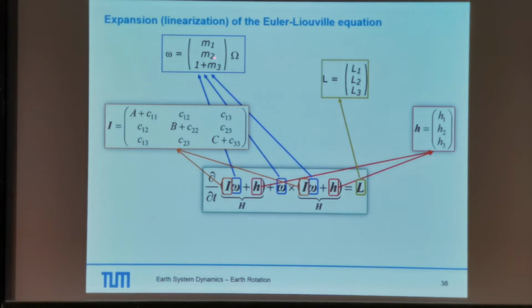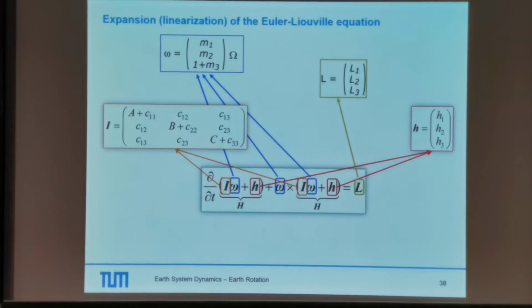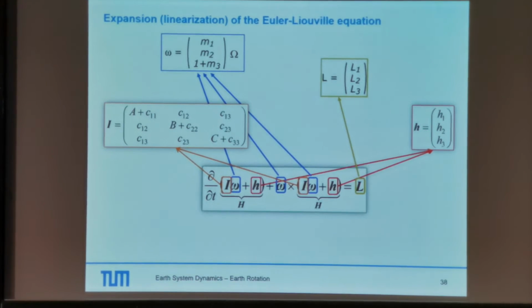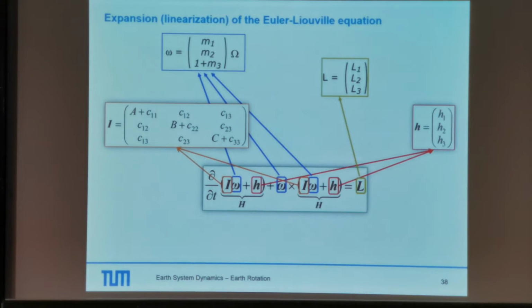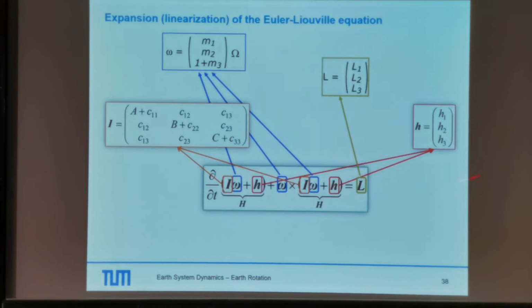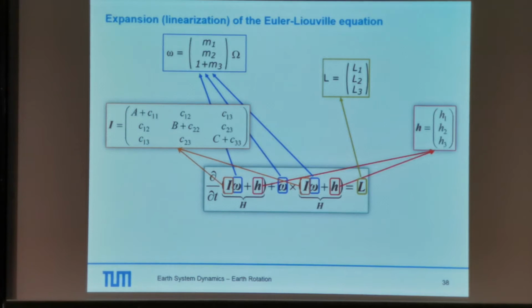Then we have the Earth rotation vector, which is m1, m2, 1 plus m3 times omega. We have the external torques, L1 to 3, and the relative angular momenta, H1 to 3. So more or less everything in this equation is now formulated. We know everything: gravitational torques, relative angular momentum, the motion term, the mass term, and the Earth rotation vector. And what is finally missing is that we have to relate this equation to the Earth rotation.